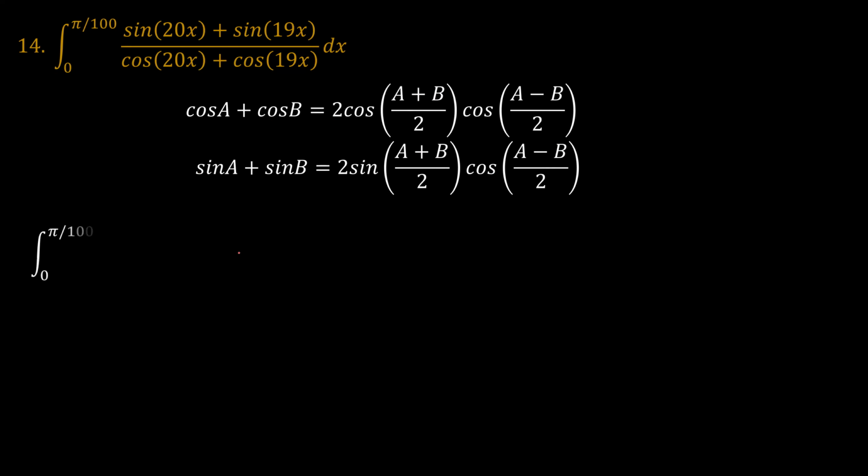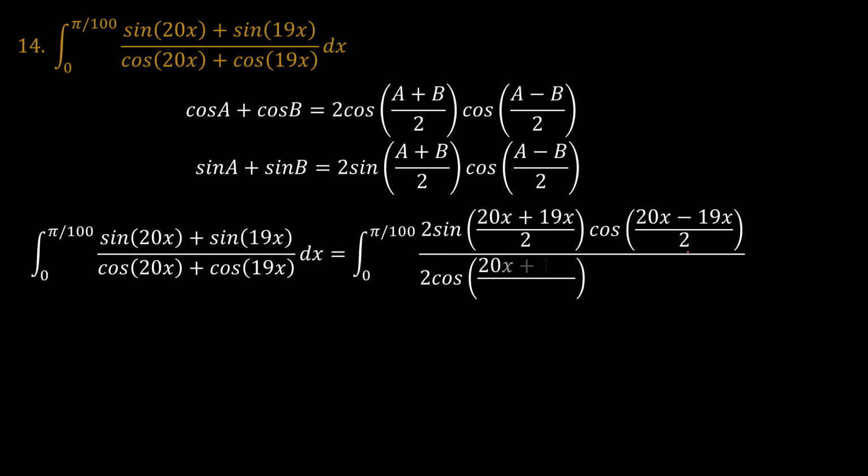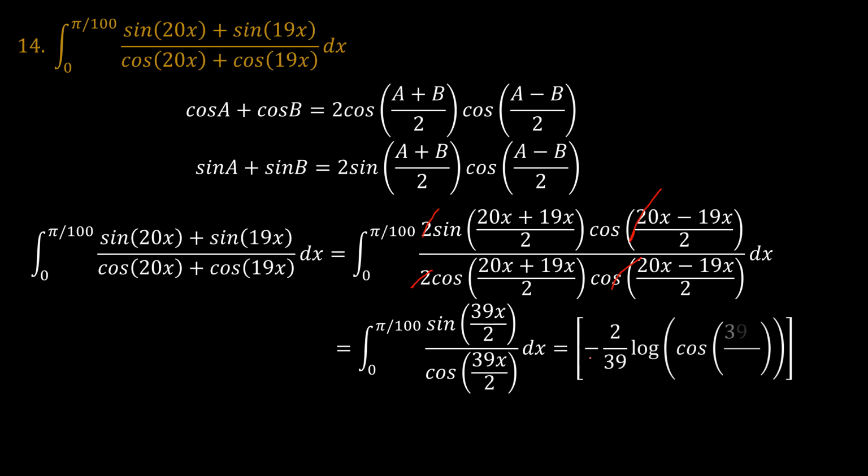So looking at the numerator, what that results in is twice sine of (20x plus 19x) over 2 times cosine of (20x minus 19x) over 2. So this becomes 39x over 2, 39x over 2. This is x over 2, x over 2. So this and that would cancel, and these two also cancel. We are left with sine 39x over 2 over cosine 39x over 2, which is the same as 1 over 39 over 2 times negative log of cosine 39x over 2.